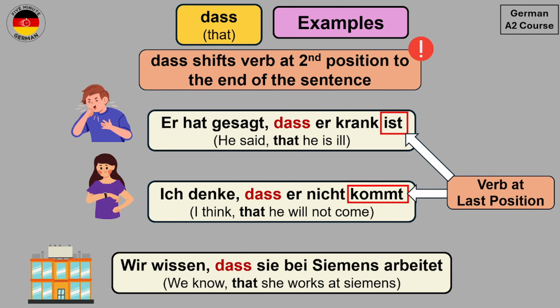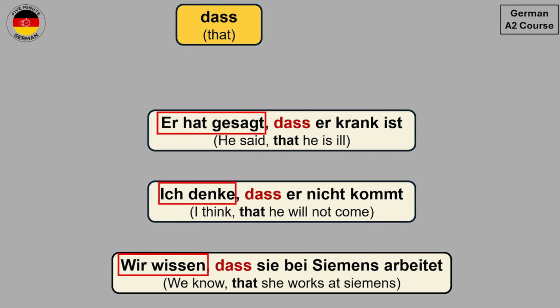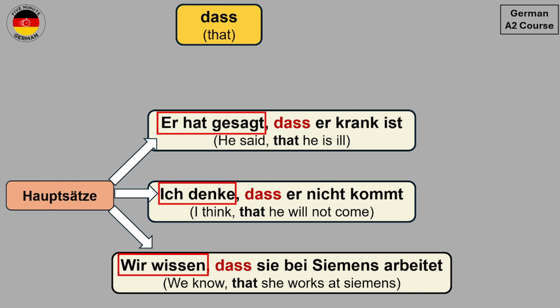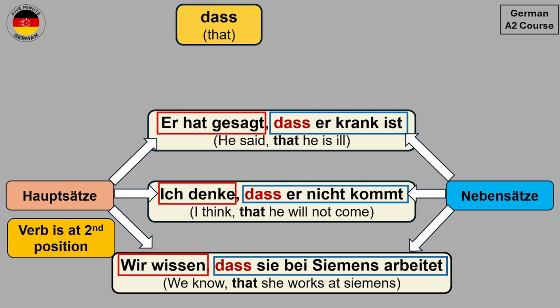In this sentence as well, the verb which was arbeitet goes to the last position. So this is similar to what we learned for while. Now in all of these sentences, the first part of the sentence is the Hauptsatz or Hauptsätze, which is a plural because the verb is at the second position, and the second part with thus are the Nebensätze because in these the verb goes to the end.